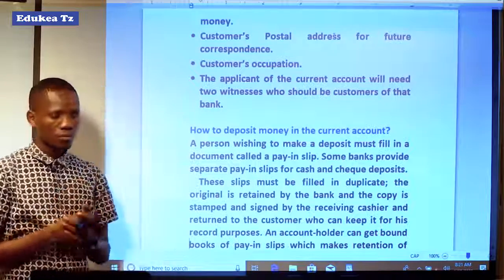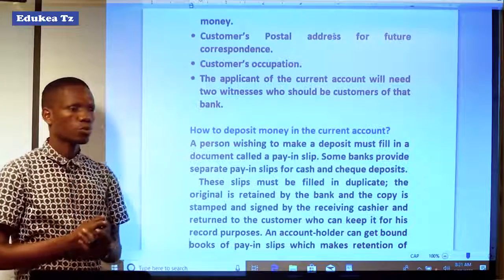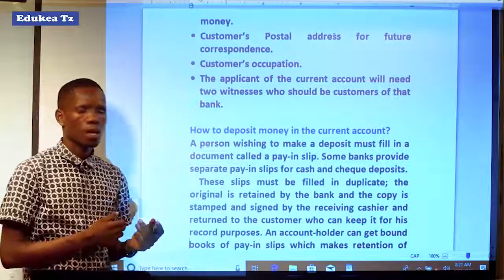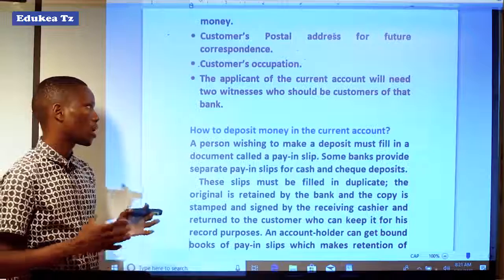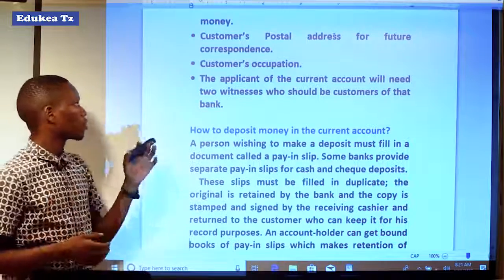So a person who is applying to open an account in a bank must indicate his or her address for future correspondence.